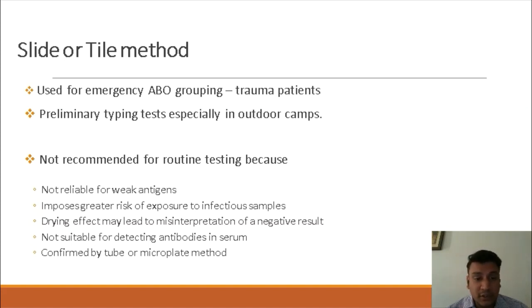However, slide method should not be used for routine testing because it is not reliable for weak antigens and weak subgroups of ABO. It causes a greater risk of exposure to infectious samples. Drying usually takes place very quickly after the agglutination on a slide method and can lead to false interpretation of a negative result. It also is not suitable for detecting antibodies in the serum of an individual. That means it cannot be used for reverse grouping, and the results of a slide method should usually be confirmed by tube or microplate method or any other serological technique.